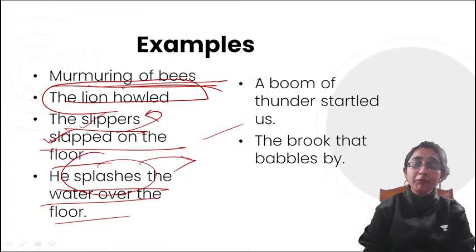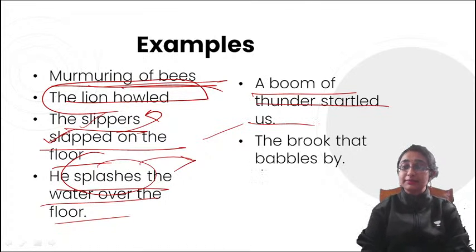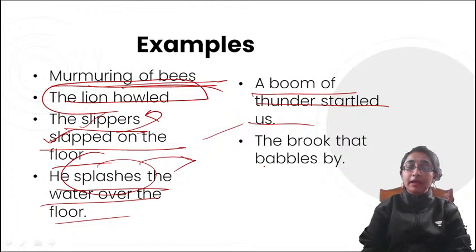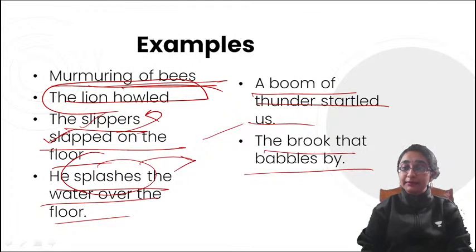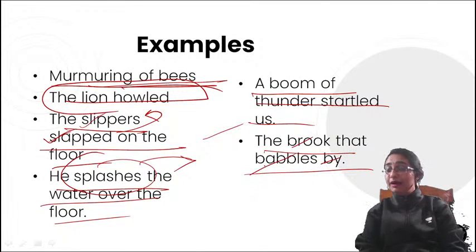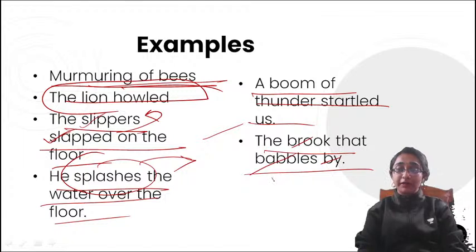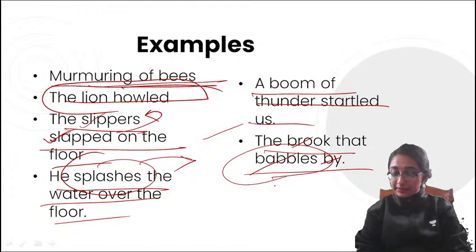Okay. A boom of thunder startled us. A boom of thunder, the sound of thunder. Okay. The brook that babbles by. This is also an example of alliteration: brook, babbles by. And also onomatopoeia for the word babbles. Yes, for the word babbles.